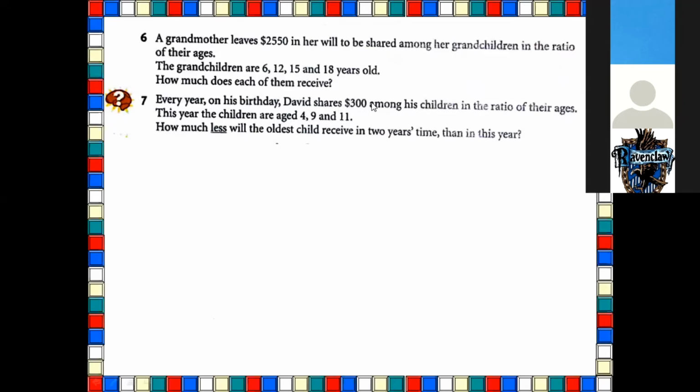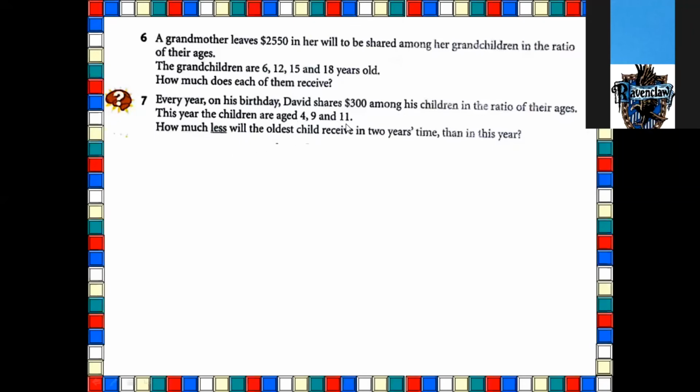So the money that he is going to share, they share it among their ratios. Yani the youngest one will get the least money. The oldest one will get more money. How much less will the oldest child receive in 2 years time? Okay, how much less? Yani we need to know how much money the oldest one, who's 11 years old, will get this year, and in 2 years time how much money that oldest one will get.